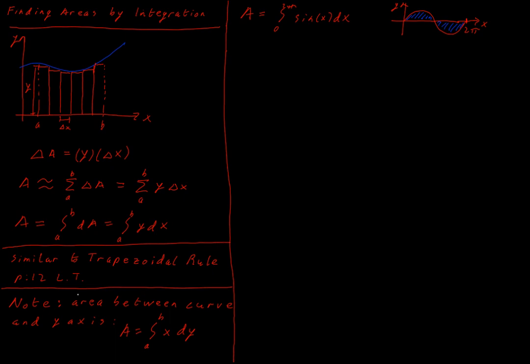One final note before we get into a question is that the area between a curve and the y-axis, so here I've got the area between the curve and the x-axis, the area between a curve and the y-axis would be exactly what we might expect. The area between the curve and the x-axis is the integral from a to b of y dx. The integral for the y-axis would be the integral from a to b of x dy. So get x in terms of y and then integrate with respect to y instead of with respect to x.